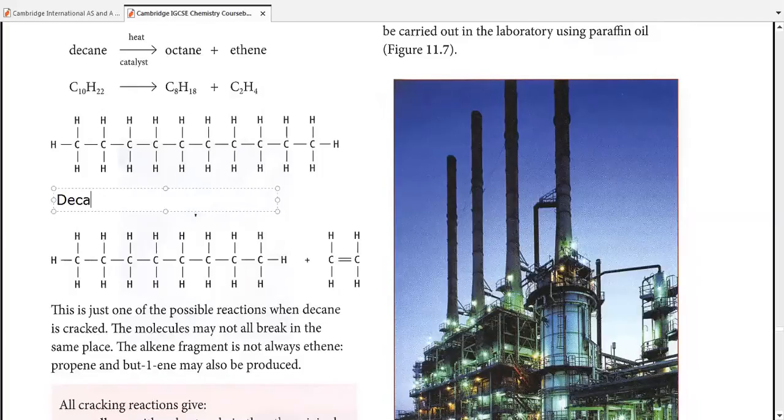This time we are taking the decane that is written over there. So it's not going to be a problem for you to find the molecular formula. I'm not going to ask that question, of course. And the product is once again hexane. I'm not going to ask you that. But this time it produced ethene.